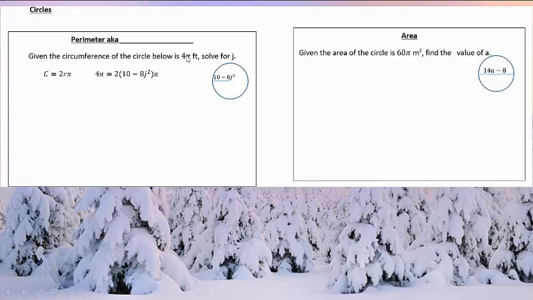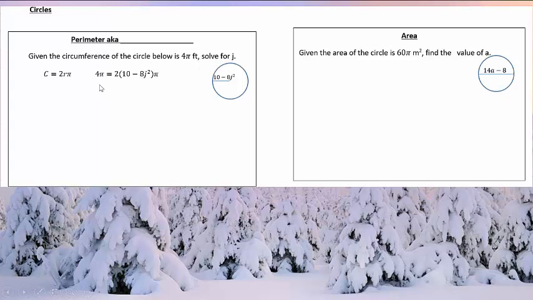So I'm going to do what I've been doing. I'm going to substitute my information into the correct spot. So 4 pi is going to go in for my circumference. My radius is 10 minus 8j squared. And that needs to go in parentheses since all of that represents the radius.